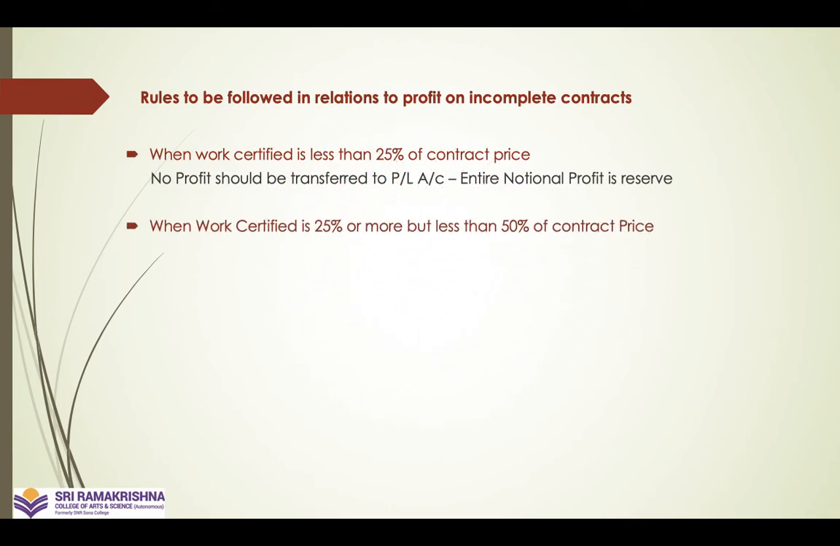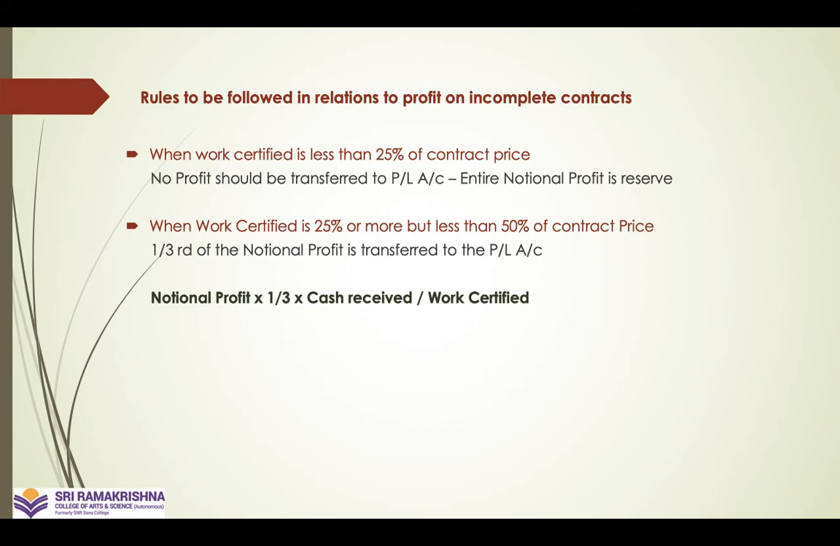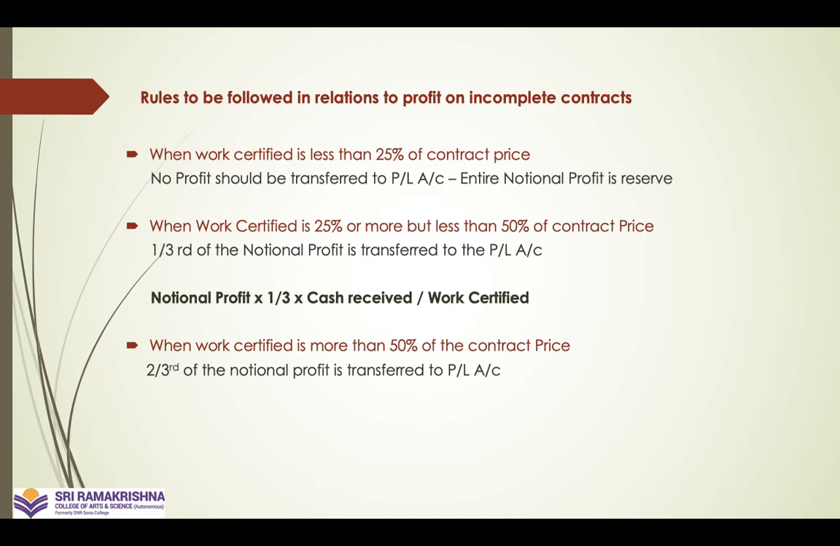When work certified is 25% or more but less than 50% of the contract price, one third of the notional profit is transferred to the profit and loss account. To calculate this, we use this formula: notional profit into one third into cash received from the contractee divided by work certified. When work certified is more than 50% of the contract price, two-thirds of the notional profit is transferred to the profit and loss account. The same formula applies: notional profit into two-thirds into cash received divided by work certified.